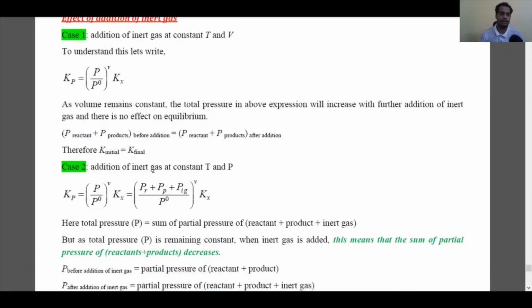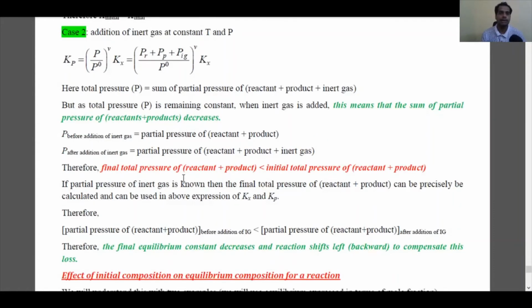Now the second case is the very important case: addition of inert gas at constant temperature and constant pressure. Here I am not allowing my pressure to change. I am adding inert gas to the system where reactant and product are already there, and I am not allowing the pressure of the system to change. So what will happen? Again I will use the same expressions of Kp and Kx, that is, the equilibrium constant in terms of partial pressure and the equilibrium constant in terms of mole fraction. So we will understand through this expression.